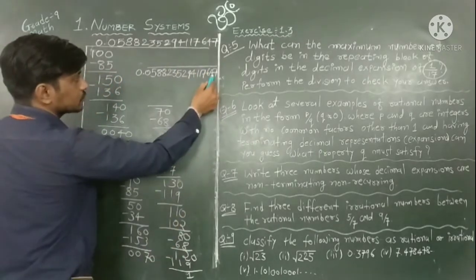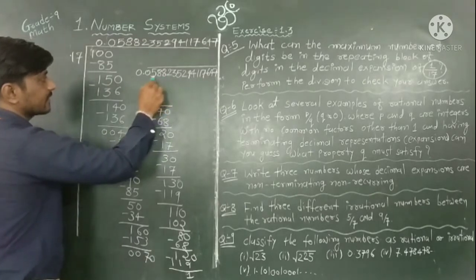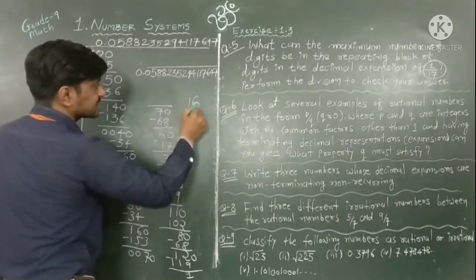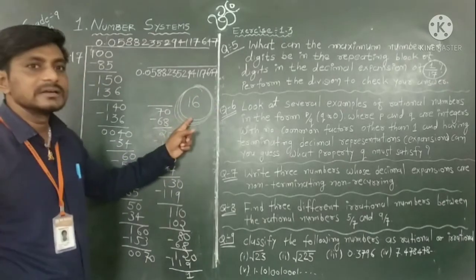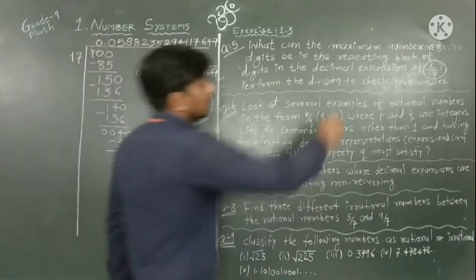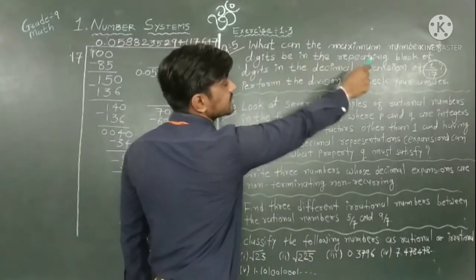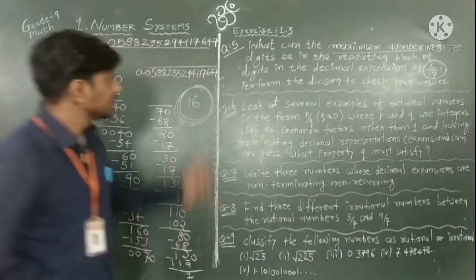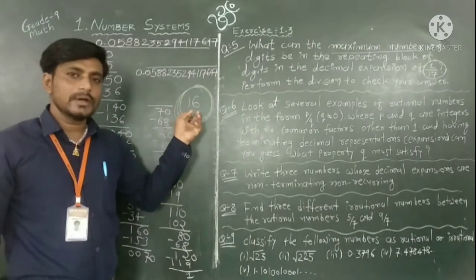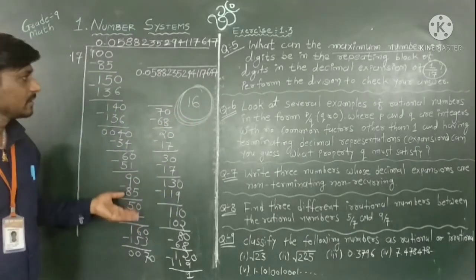So count 1 2 3 4 5 6 7 8 9 10 11 12 13 14 15 16. So our final answer is, there are 16 digits repeating in one block. What can the maximum number of digits in the repeating block be? Maximum number is 16. This is our final answer. I hope you all have understood. This is an easy method.